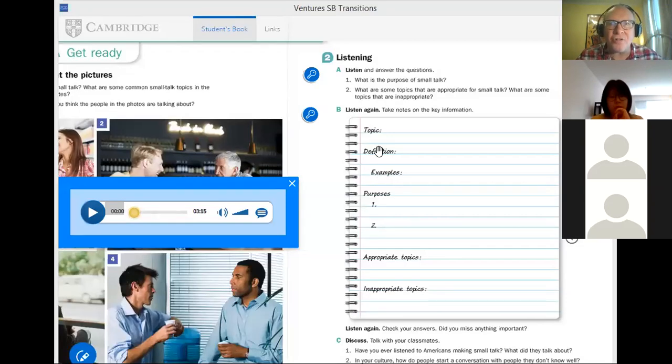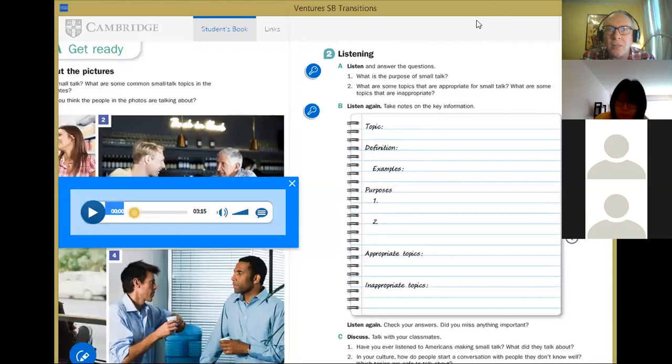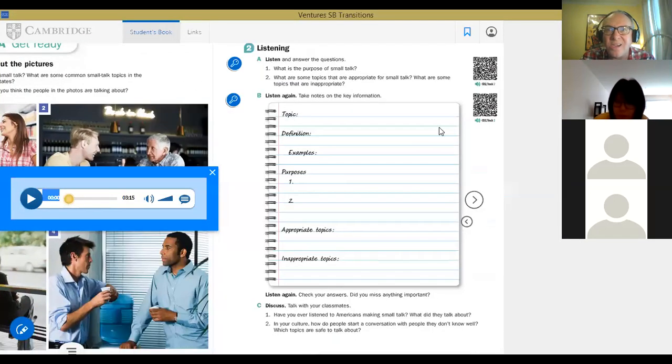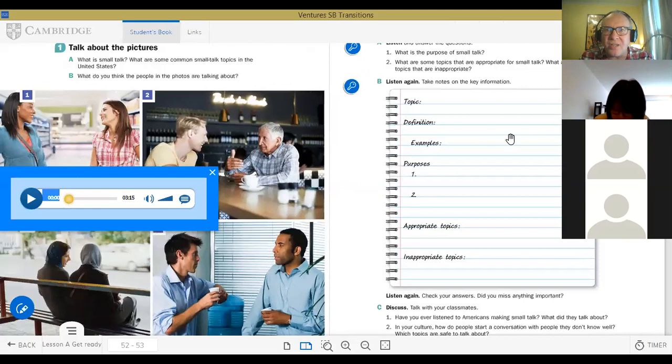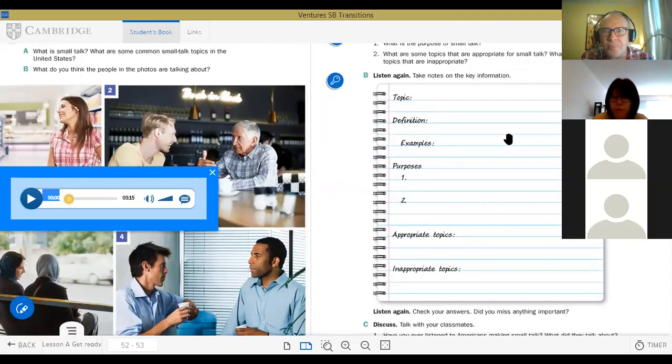Okay. All right. So this is from our Ventures book, Ventures 5, and it's from chapter 6 in Ventures 5, and it's a lecture, right? So I want everybody to copy down this information: topic, definition, examples, right? Can everybody see it? Yes. Let me make it just a little bit bigger. So it's topic, definition, examples, purposes, appropriate topics, and inappropriate topics.